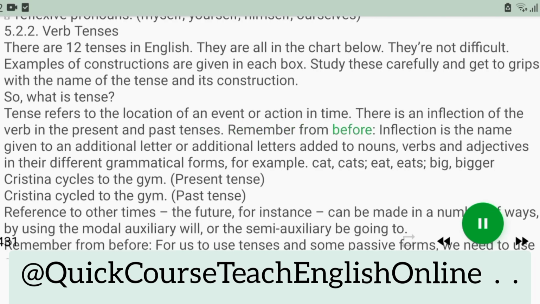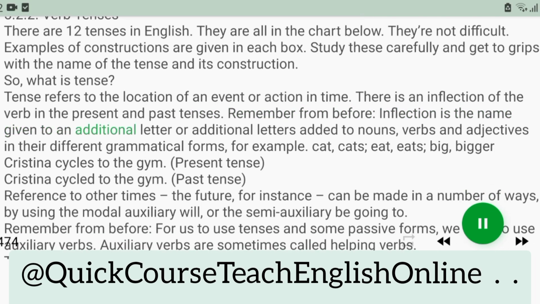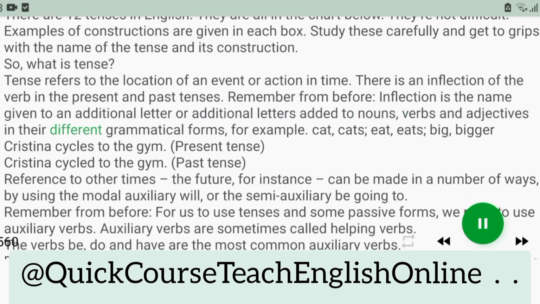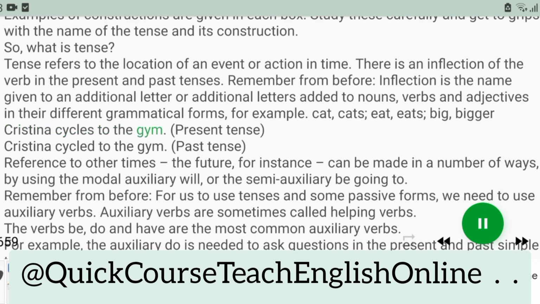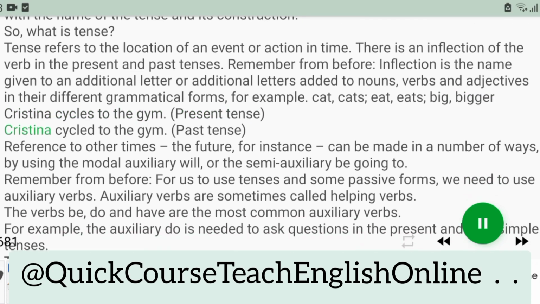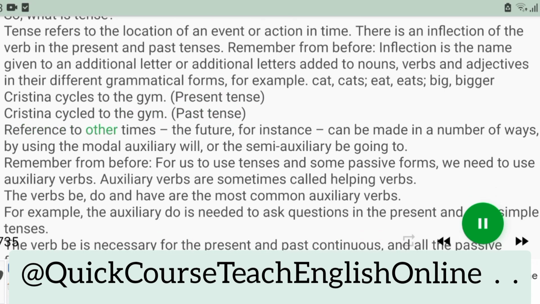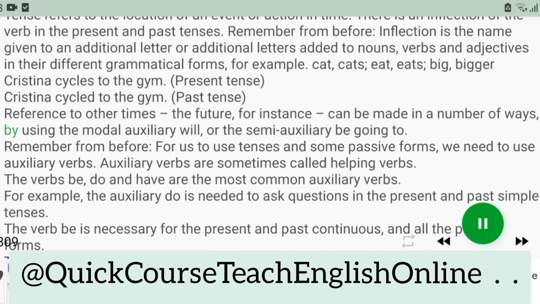Remember from before, inflection is the name given to an additional letter or additional letters added to nouns, verbs and adjectives in their different grammatical forms. For example, cat, cats. Eat, eats. Big, bigger. Christina cycles to the gym. Present tense. Christina cycled to the gym. Past tense. Reference to other times, the future, for instance, can be made in a number of ways, by using the modal auxiliary will, or the semi-auxiliary be going to.